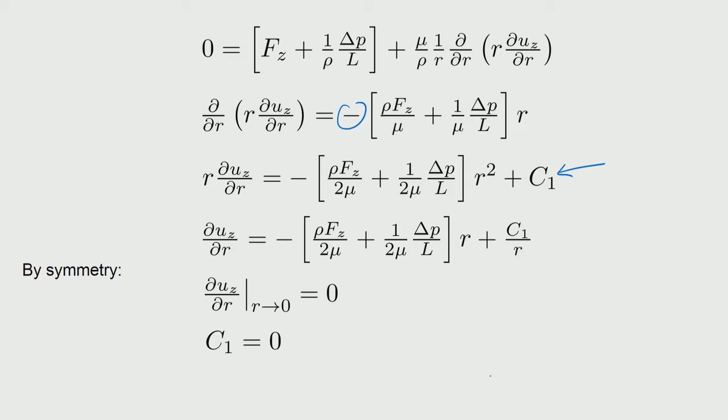Another way to say it is, because of the symmetry, we want the velocity profile to have symmetry along the diameter. Which means that at r is equal to 0, the slope of the velocity profile in the r direction will be 0. So again this term should be 0, because if this is 0 at r is equal to 0, then this must also be 0. Okay. So, either way we are arriving at the conclusion that C1 is 0.